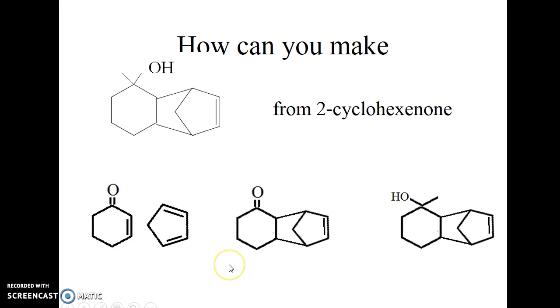So now let's go ahead and see what we need in order to do these steps. In order to do the Diels-Alder reaction, all we have to do is mix them together. So they form this. Then once we have this, what can we do to do this? Well, that's a Grignard reagent.